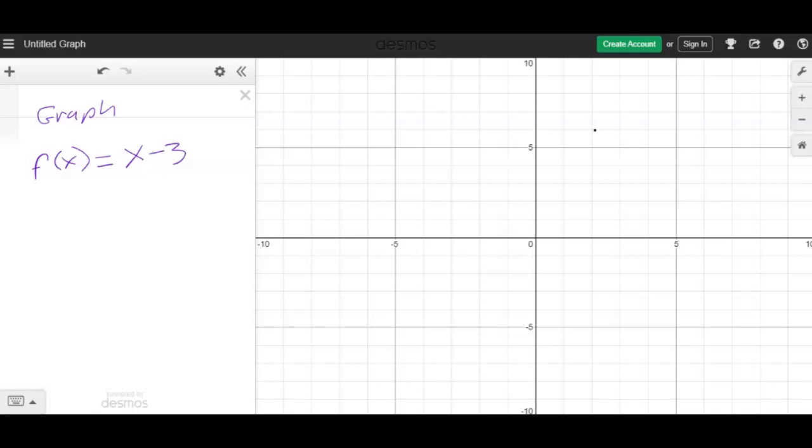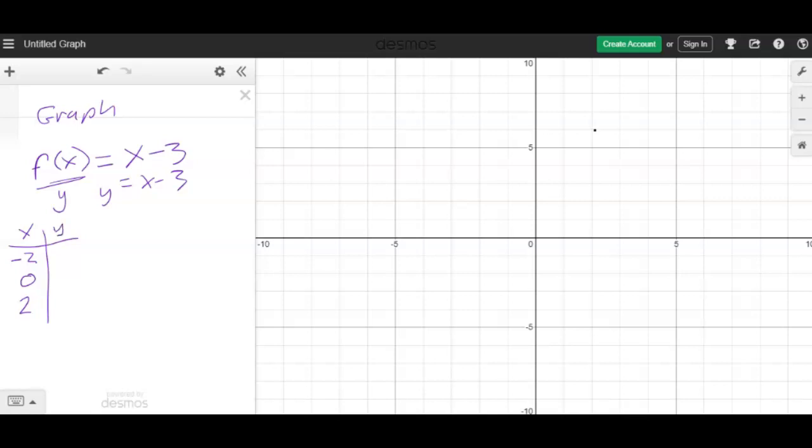Remember that when we're talking about function notation, really this is just a way to say y. This is the same as if I asked you to graph y equals x minus 3. So you pick some values for x, and typically you make a table. We would have picked some values, -2, 0, 2. That should be enough for now.